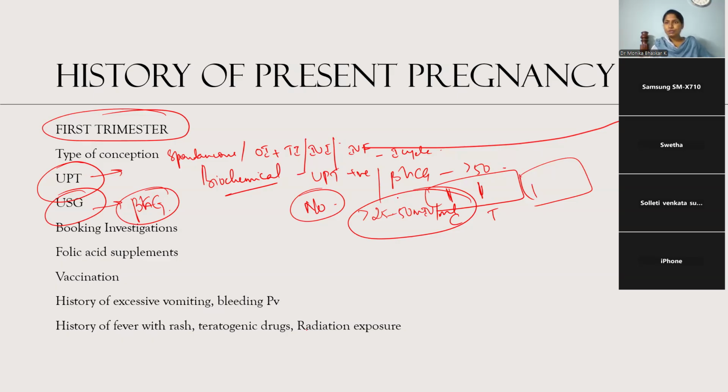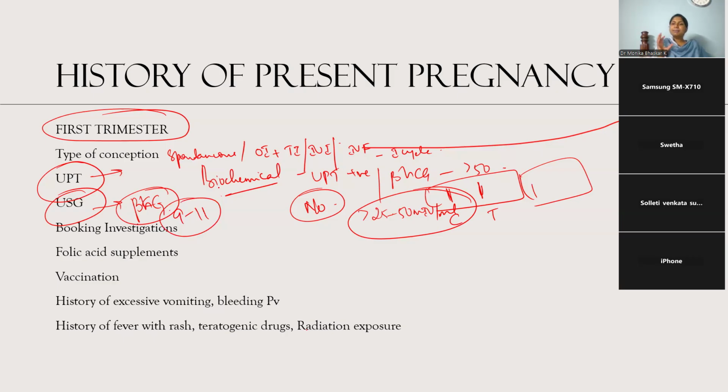So next, as I told you, once UPT is done, you have to definitely do an ultrasound examination. So the first trimester ultrasound, preferably, which is done between 9 to 11 weeks, ideally. So 9 to 11 weeks, it should be done to date the pregnancy.